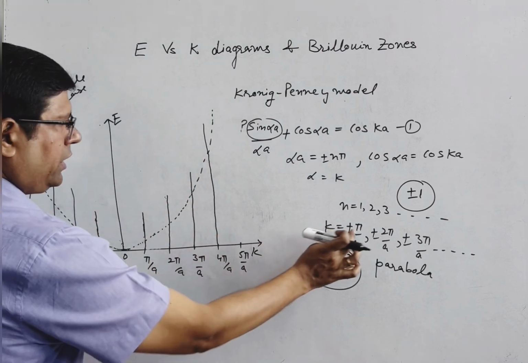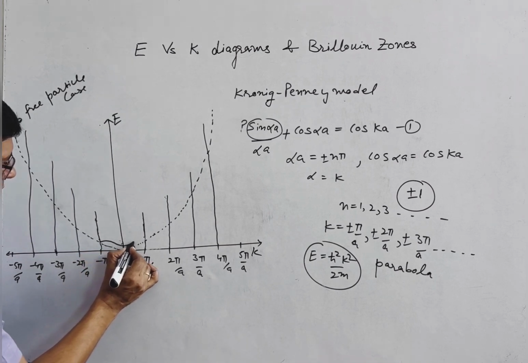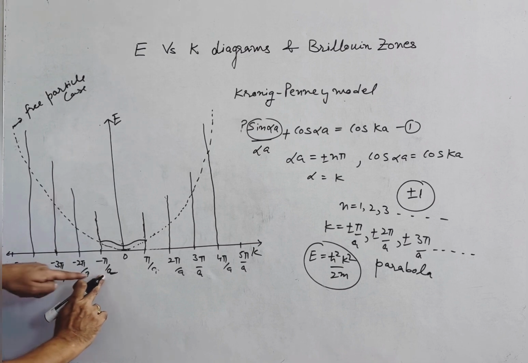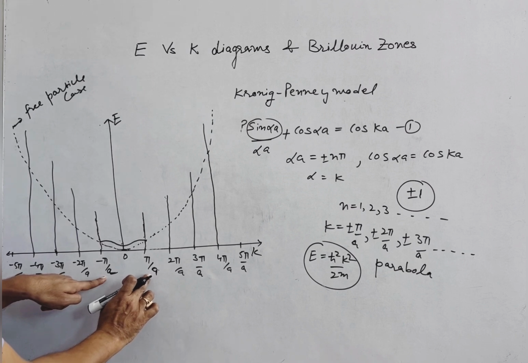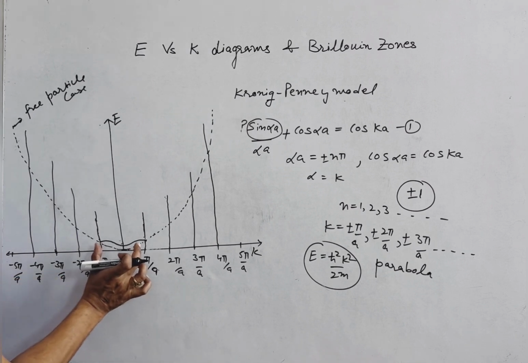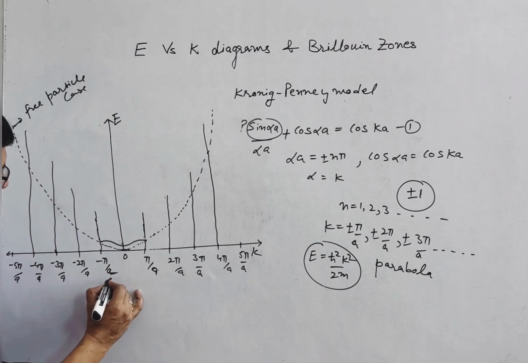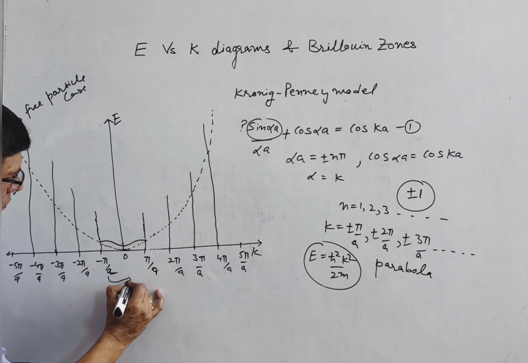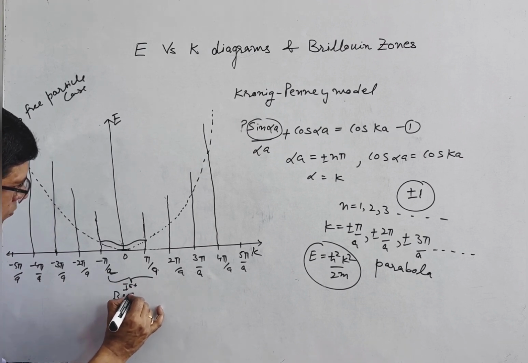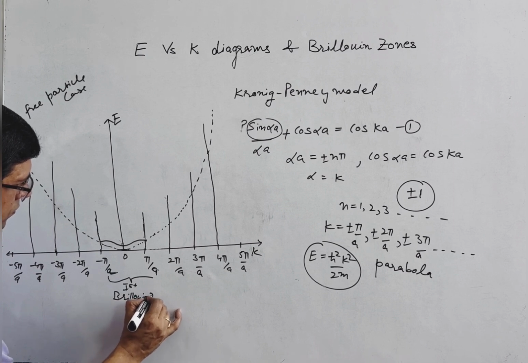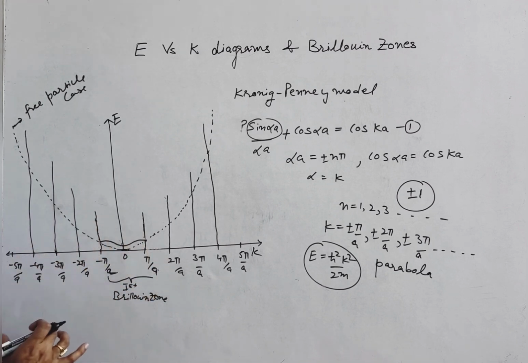So for K equal to ±π/a, our curve diagram is continuous between minus π/a to plus π/a. So the region for which the diagram is continuous is called the Brillouin zone. So this is our first Brillouin zone, or you can say this is the first allowed band.